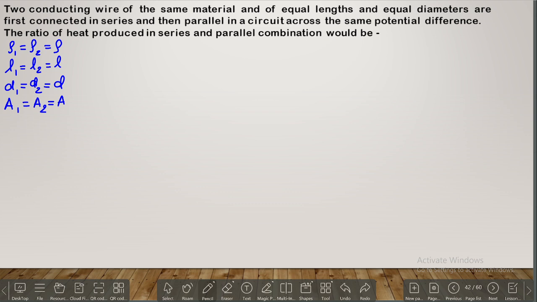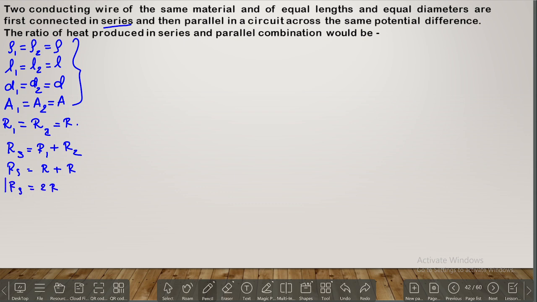If the conditions are like this, then the resistance of both the resistors also is going to be the same. So R1 is equal to R2 is equal to R. Now in the question, they are saying first connect these two resistors in series. So what is the series formula? R is equal to R1 plus R2. What is the value of R1? R. R2? R. Therefore R is equal to R plus R, which is 2R. Let's take this as equation number 1.